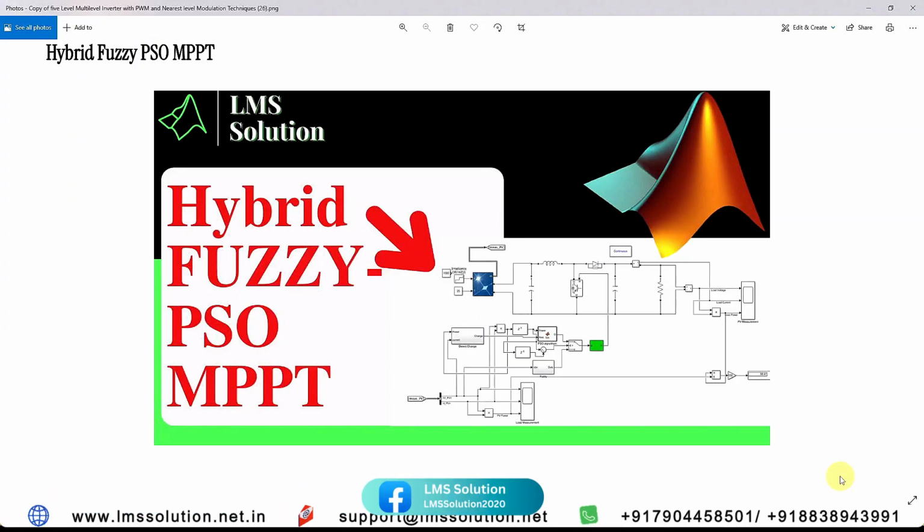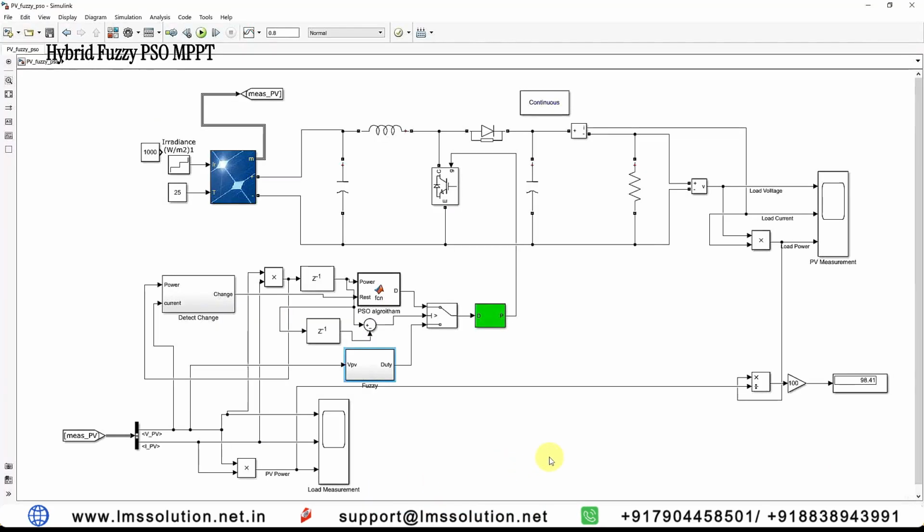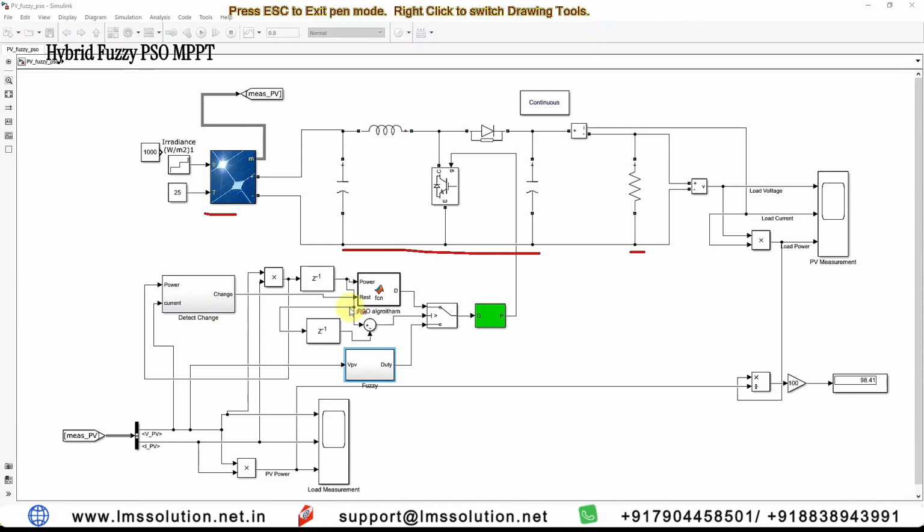Today we are going to see about hybrid Fuzzy PSO MPPT for solar PV system. So this model is developed in MATLAB for hybrid PSO MPPT. It consists of solar PV, and then a boost converter, and then load, and it contains a PSO algorithm and then a Fuzzy algorithm.